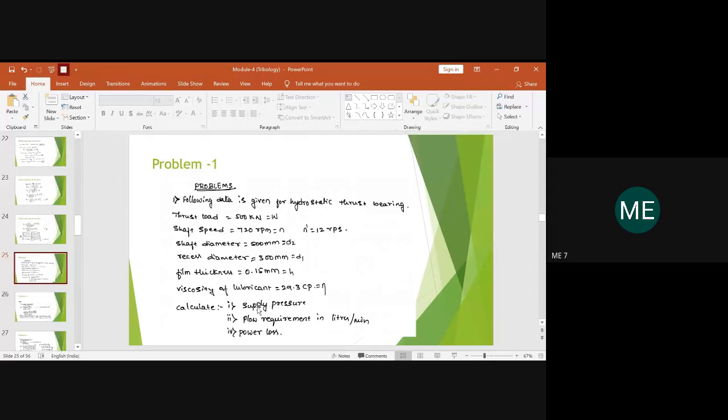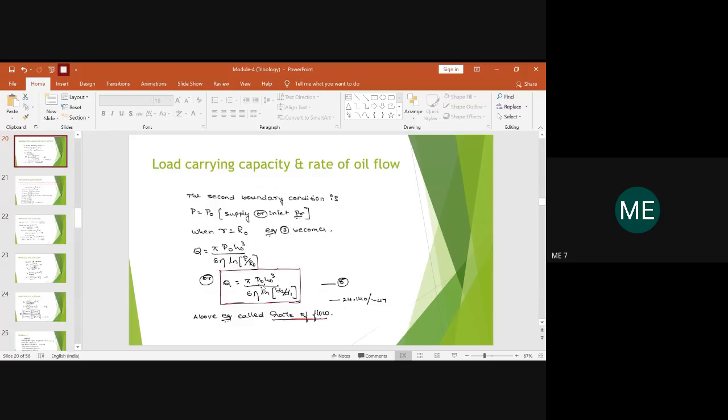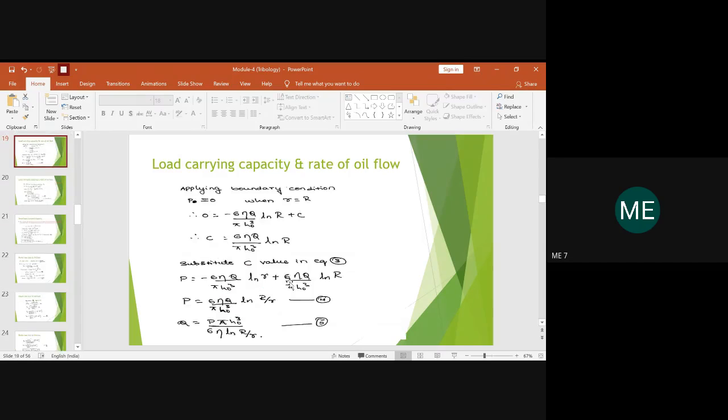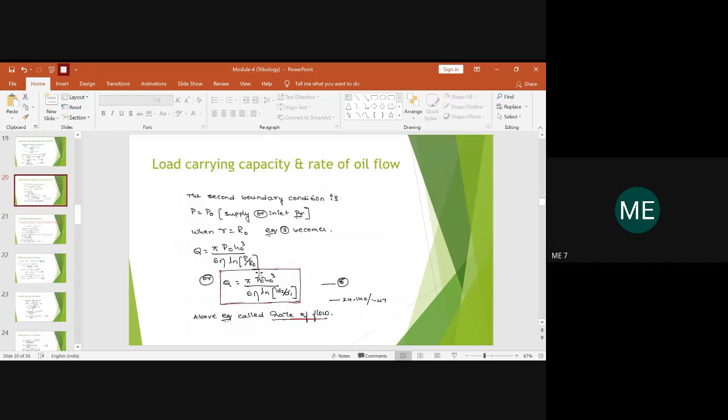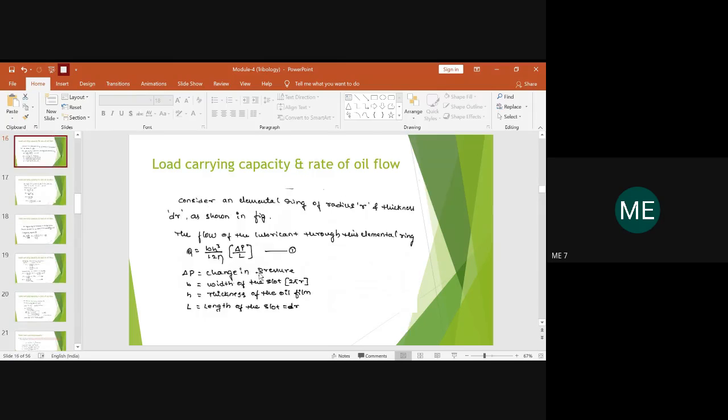Everywhere they ask for just the supply pressure, or the pressure across the oil inlets. That is nothing but the P naught you need to determine, and the flow rate is nothing but Q, and then the power loss. So we basically use these three equations only. This is the equation for the rate of oil flow, which we derived in the last to last class. You use this equation to determine the rate of oil flow. And if you have any power loss, it depends on P naught, right? Then you need the equation for P, which we derived earlier.